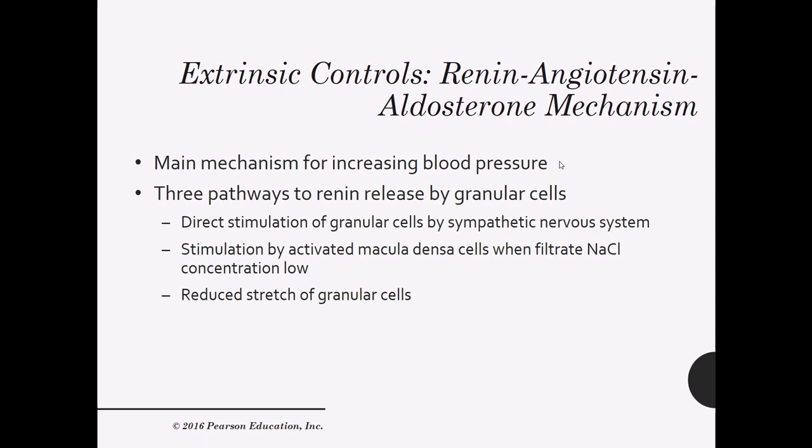The other extrinsic hormonal control is one that we've seen before, the renin-angiotensin-aldosterone mechanism. And that is one of the main ways that we increase our blood pressure by increasing our blood volume. It's the granular cells of the JGC that release the renin. They might get told to release renin directly by the sympathetic nervous system. The granular cells might get stimulated by the macula densa if the salt concentration in the filtrate gets too low, or if the granular cells themselves don't get stretched quite as much.